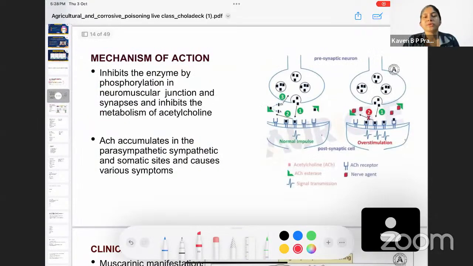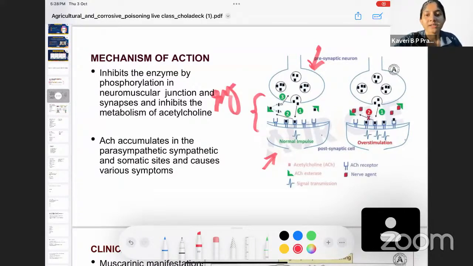Now, coming to the mechanism of action. What do these organophosphate compounds do? They inhibit the enzyme acetylcholinesterase in the neuromuscular junction. That is, initially, what happens in these presynaptic neurons. So this is a presynaptic neuron and this is the postsynaptic neuron and this is the synapse. Synapse is where all the neurotransmitters are released.